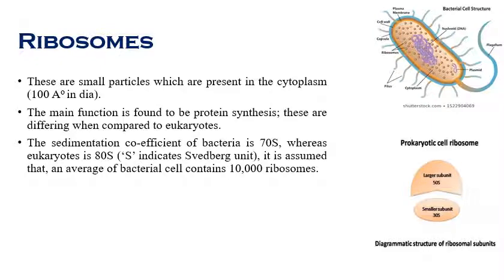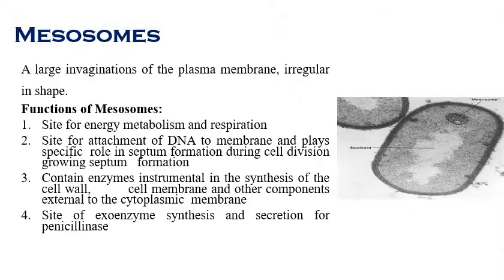Wherever the ribosomes are, the main function is protein synthesis. But the type of ribosomes present in bacteria is the 70S type, which majorly functions in protein synthesis. The next one is mesosomes.